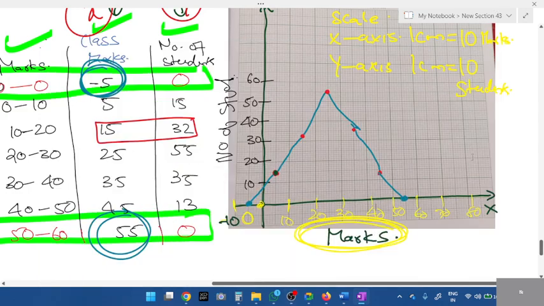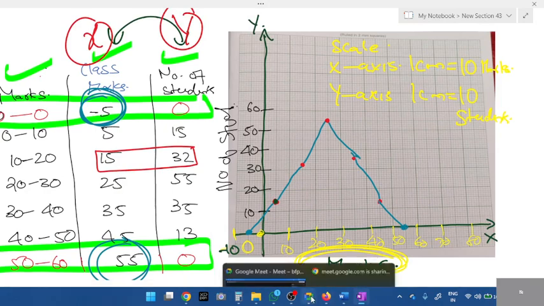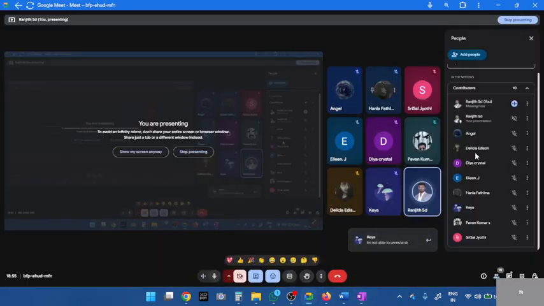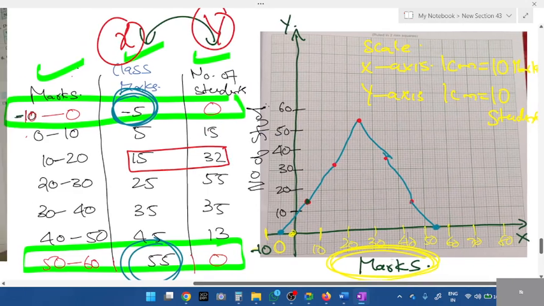Any doubts? Is Kia online? What are you doing, Kia? Angel and Kia, both of you will respond. Any doubts? Okay, Delisha, did you understand? Anya, Delisha, Eileen. Okay, completed, students. Complete this.